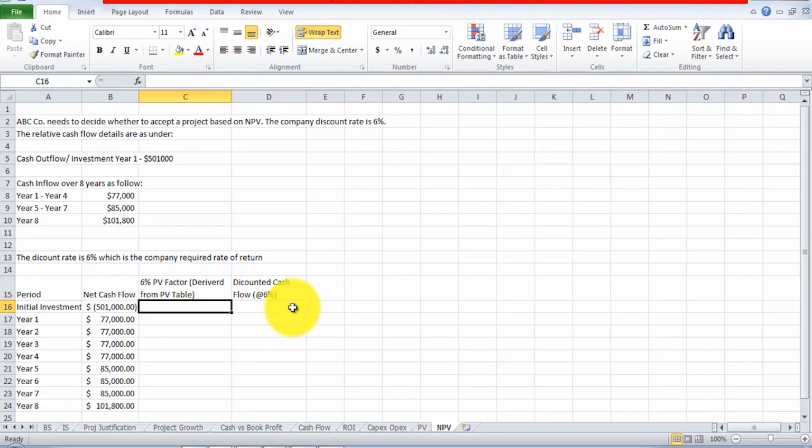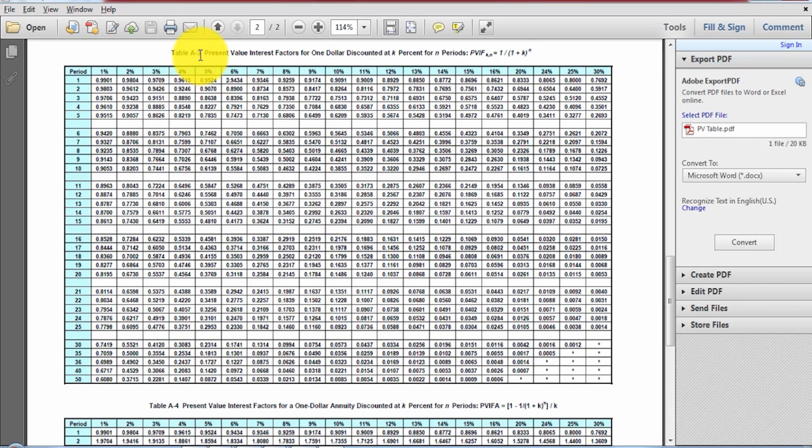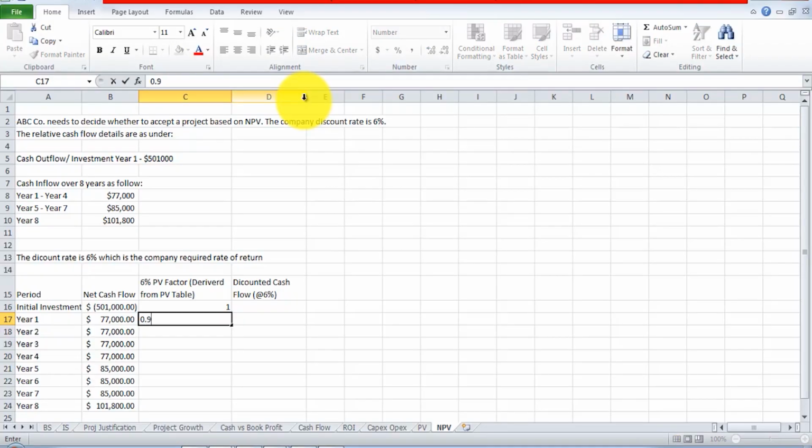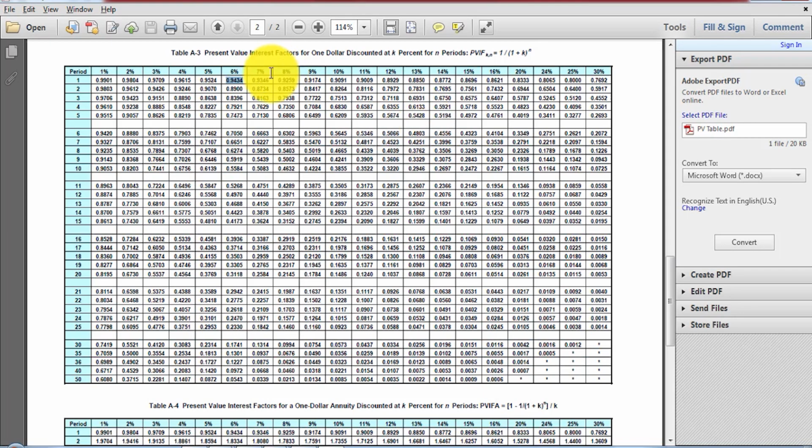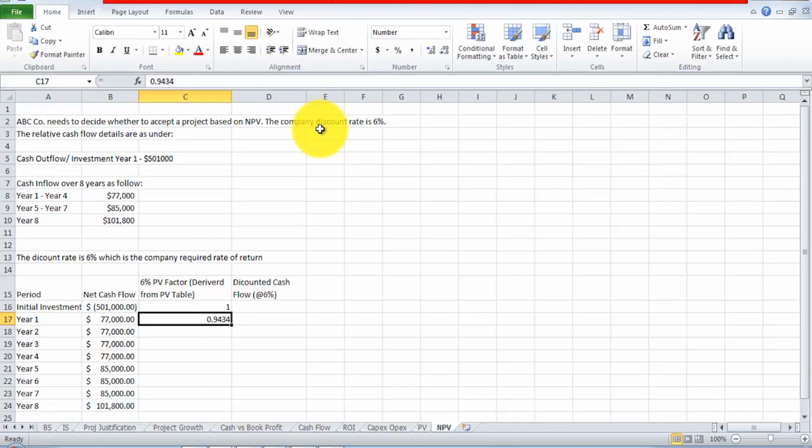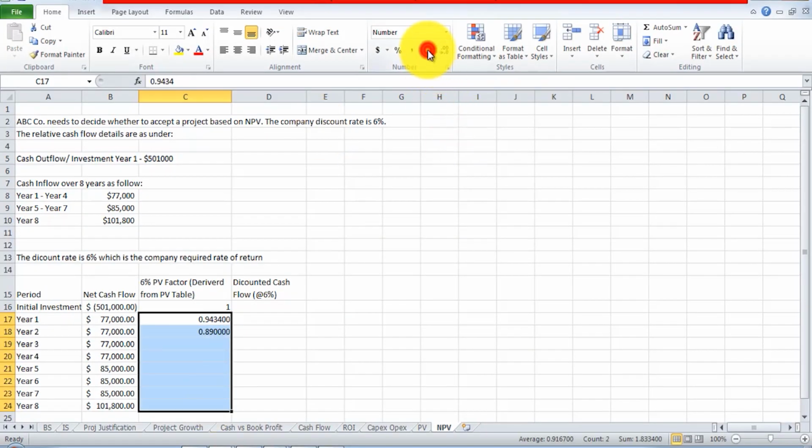So the 6% present value factor for the initial investment is entirely the same. $1 is $1 on the same day itself, but $1 at 6% at the end of year 1 is 0.9434. I think I need to increase the decimals. For the next year, it's 0.8900. Okay, that's four decimals over here.